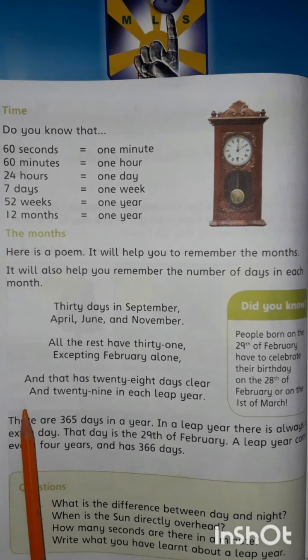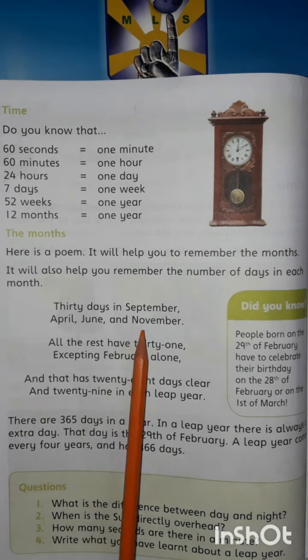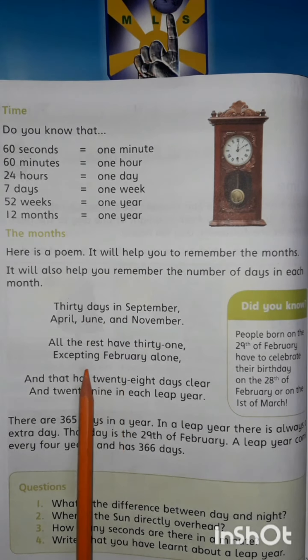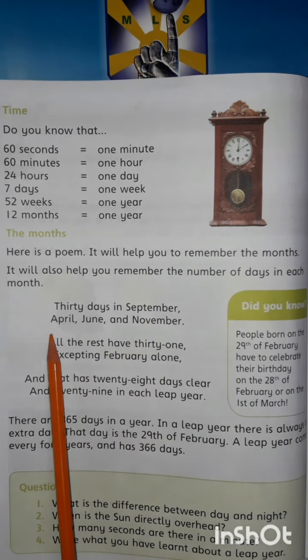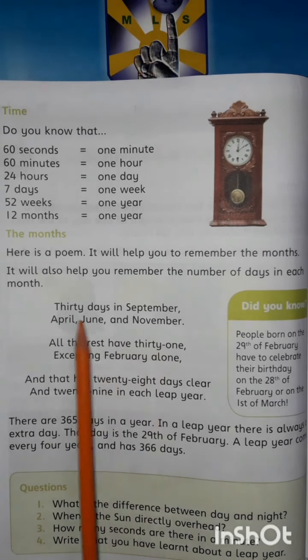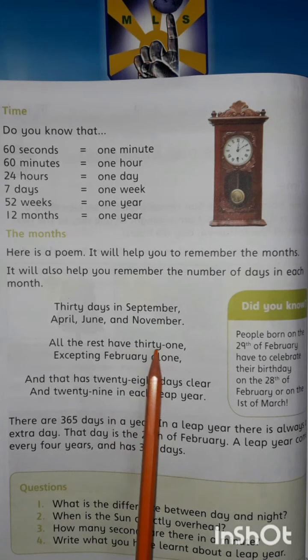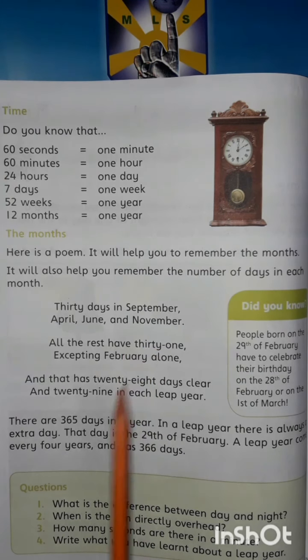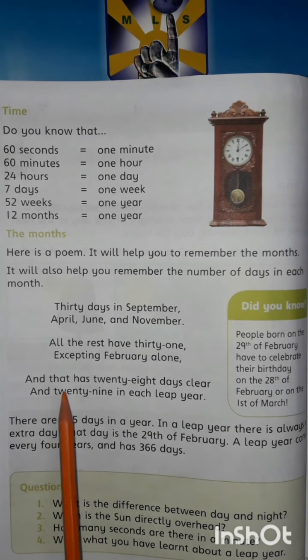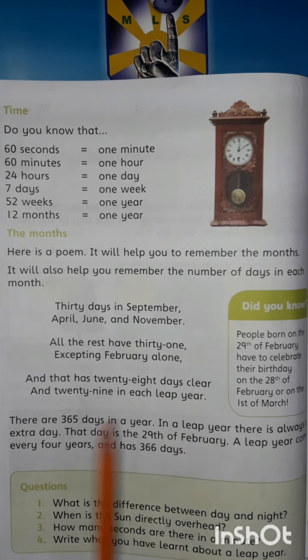Learn this poem. It will help us determine which months have 30 days and which months have 31. September, April, June and November have 30 days while the rest all have 31. There is one exception, that is February, that has 28 days and 29 in leap years.